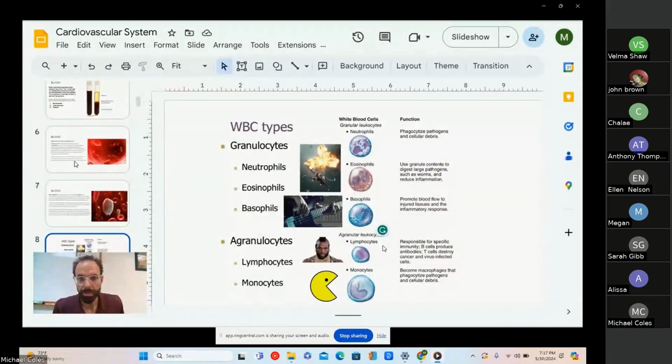Here's a list of the white blood cell types. Neutrophils, Luke Skywalker flies in his X-Wing and neutralizes the enemy. Then you've got eosinophils, basophils, playing the bass, promoting flow in the body. And then you've got your granulocytes, your angry Mr. T there. T cells destroying cancer and viruses, infected cells. Lymphocytes in the lymph system, monocytes. You've got the Pac-Man that is eating other pathogens. So phagocytosis, phago meaning eating.